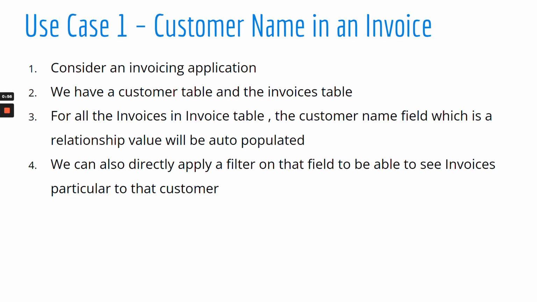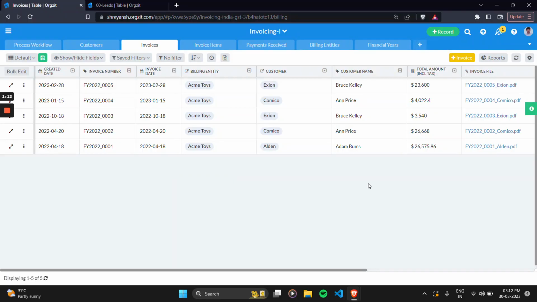Now, coming to the use cases of relationship value, the first use case can be invoicing application. Consider an invoicing application where we have a customer table and an invoices table. So for all the invoices, we can make a customer field of type relationship value and it will be auto-populated according to the customer of that invoice. Let me show a demo.